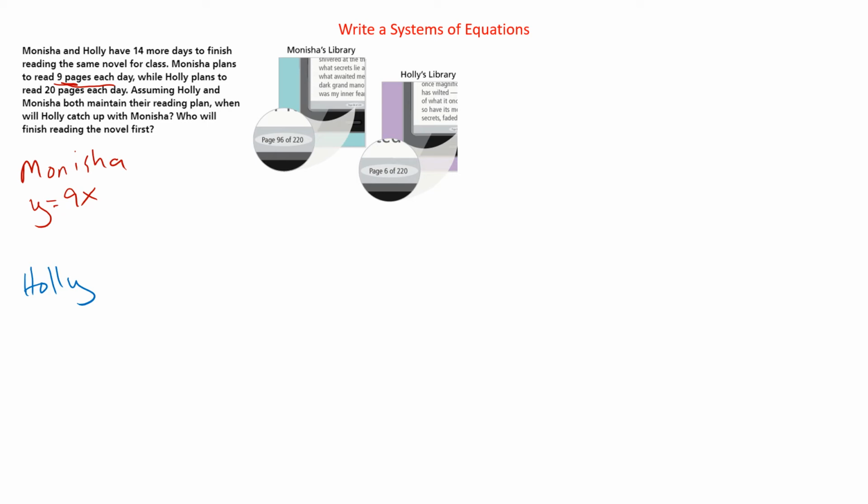That paragraph doesn't tell us, but we have this other information here. Monisha's on page 96 of 220. So our y-intercept, our starting point, is 96. Holly is going to read 20 pages each day, and she's starting on page 6. So we'll have y equals 20x plus 6. Now we can graph both of these.